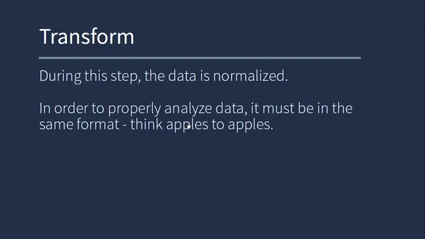The second step is transform. This is when the data is normalized. In order to properly analyze data, it all needs to be in the same format. Think apples to apples. So you need that in rows and columns, or at least in some kind of form that you'll be able to query and will return the same results.